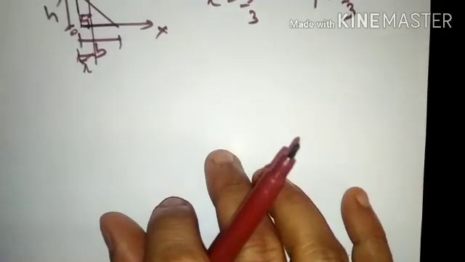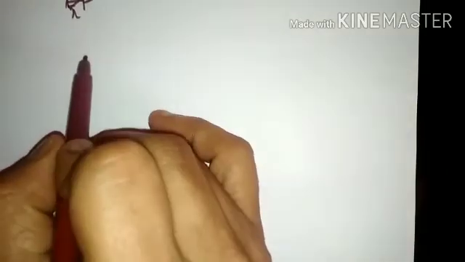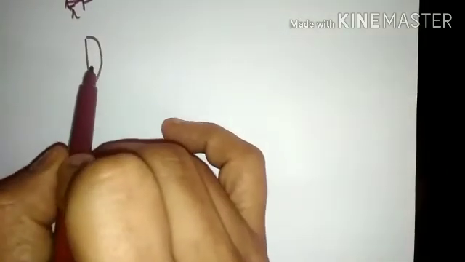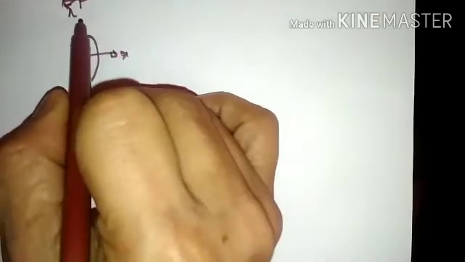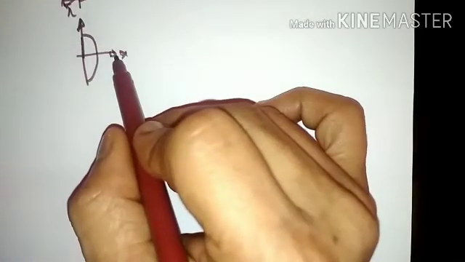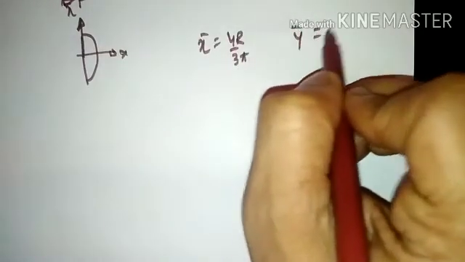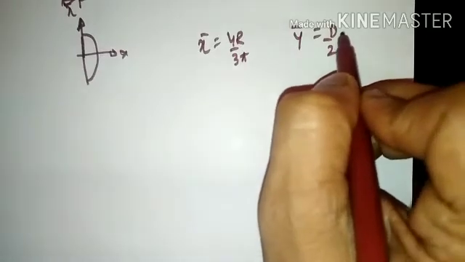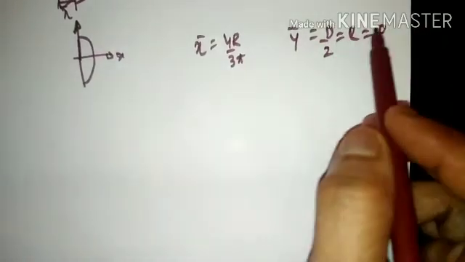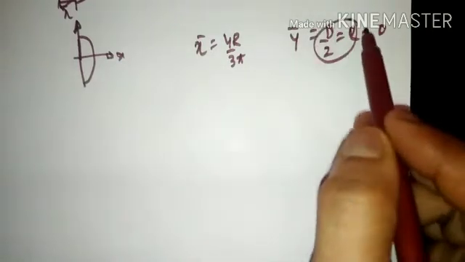Then further, in one more session we had considered a semicircle symmetric about a particular axis. When we considered it symmetric about the x-axis, then x bar would be 4r by 3 pi and y bar would be d by 2 or r or 0. Now these three values, d by 2 and r, are one and the same.